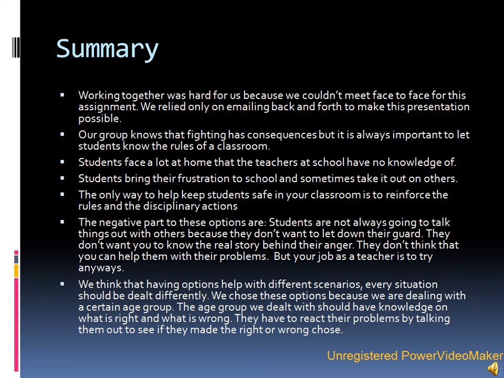The negative parts of this option are students are not always going to talk things out with others because they don't want to let down their guard. They don't want you to know the real story behind their anger. They don't think that you can help them with their problems. But your job as a teacher is to try anyway.